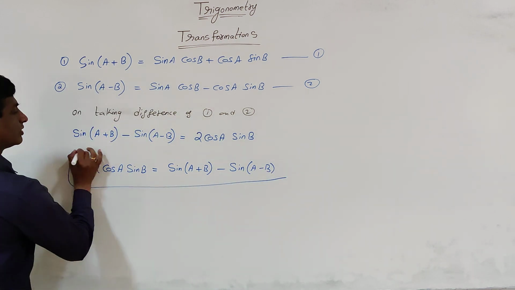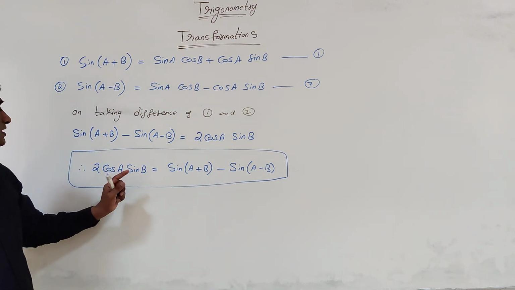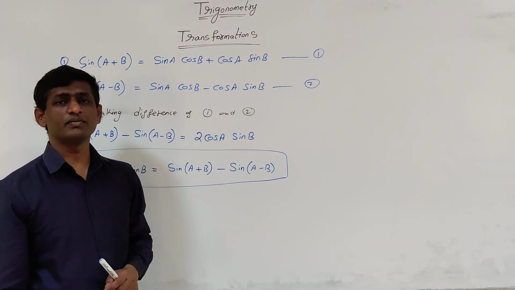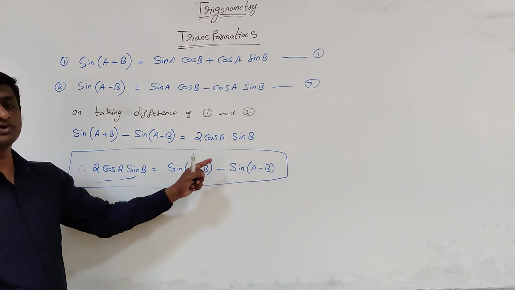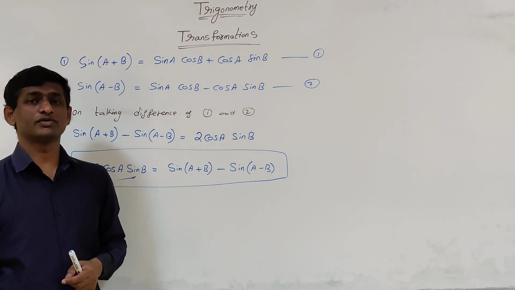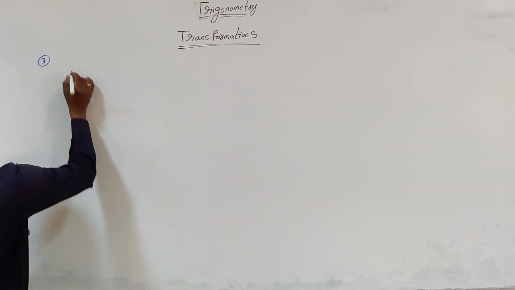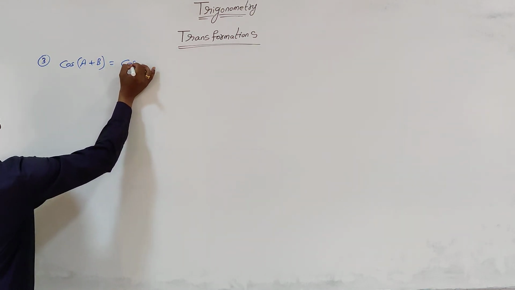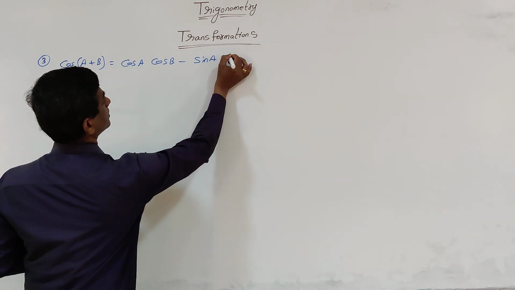So this is one more transformation, that is product to difference. 2 cos a sin b can be written as sin of a plus b minus sin of a minus b. Whenever we come across this type of product, we can transform it to the difference. Next, we'll go for cos of a plus b and cos of a minus b. So what is cos of a plus b? Cos of a plus b is cos a cos b minus sin a sin b.